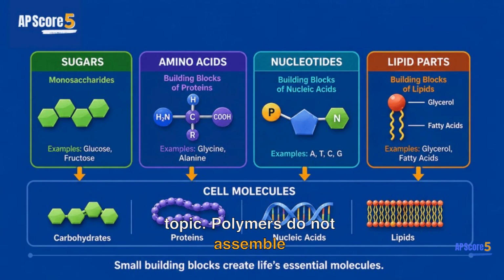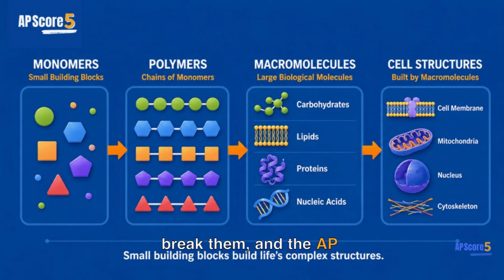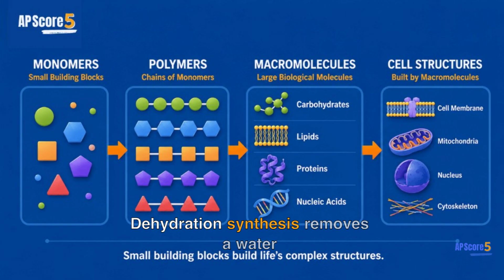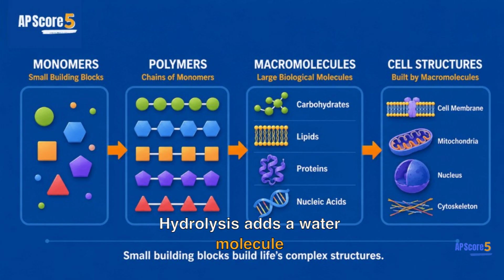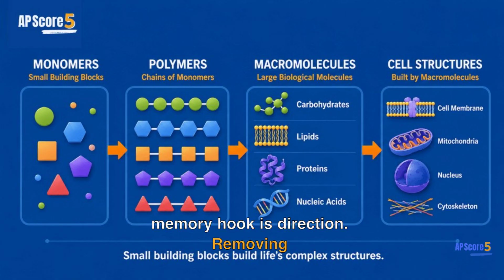Polymers do not assemble themselves. 2 reactions build and break them, and the AP exam tests this distinction relentlessly. Dehydration synthesis removes a water molecule between 2 monomers so a new covalent bond can form, which builds the polymer one link at a time. Hydrolysis adds a water molecule to break a bond between monomers, which splits the polymer back into reusable pieces. The memory hook is direction. Removing water builds. Adding water breaks.